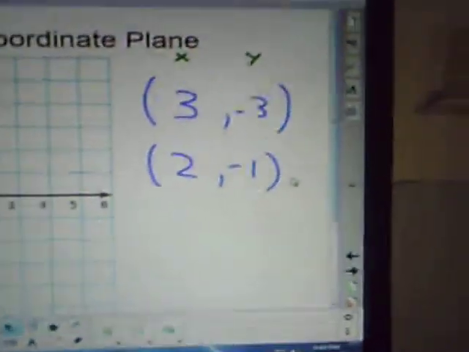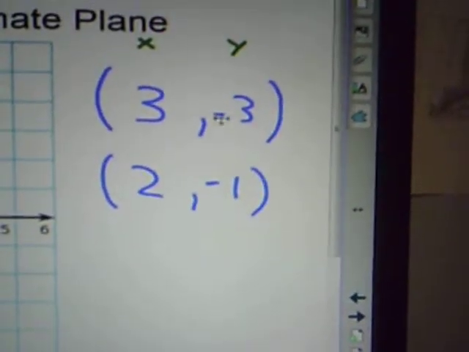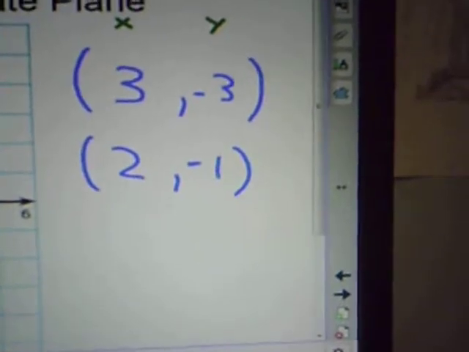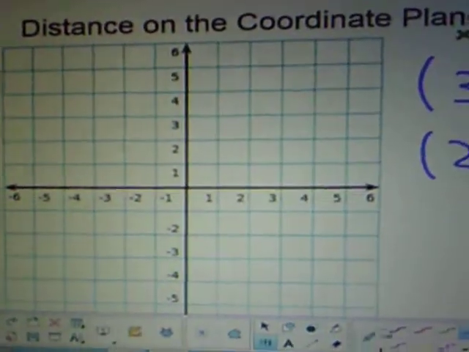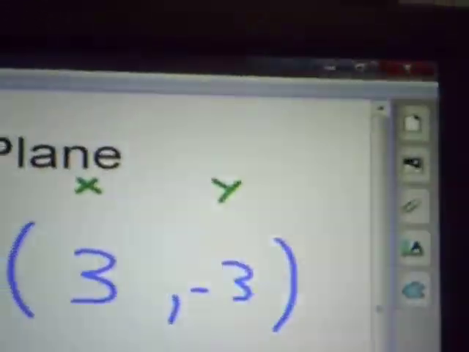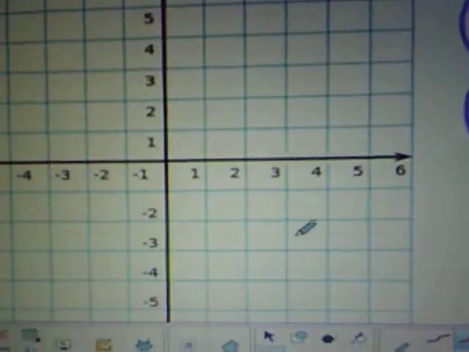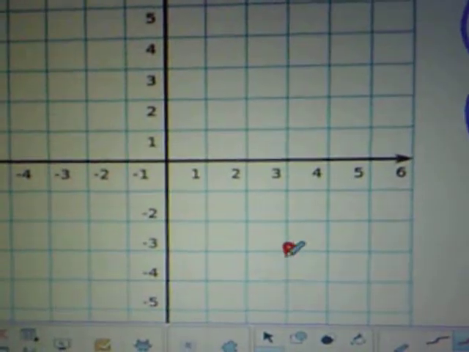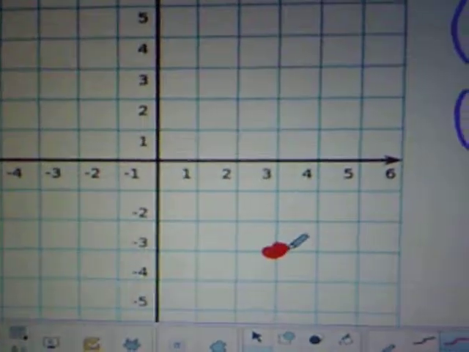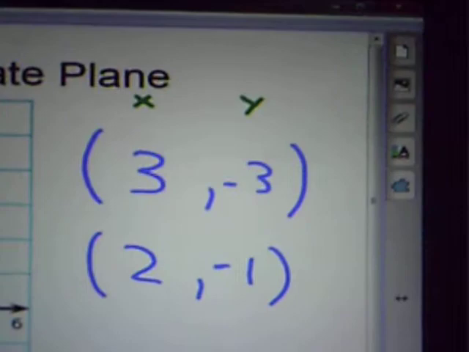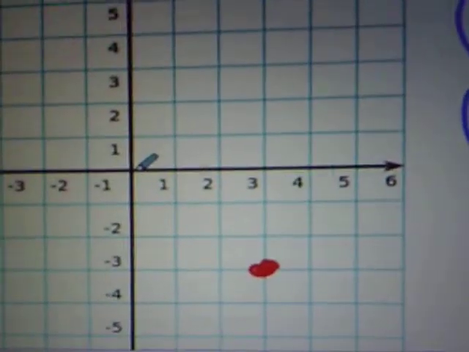Okay, so here are our points. 3, -3, and 2, -1. We do have a graph here, so let's plot them and count. First point, 3, -3. 3, -3. Then 2, -1.